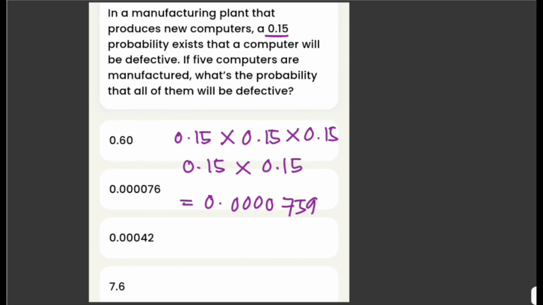0.0000759, or we can just round this up to 0.000076, because in the choices there isn't 59 in the last 2 digits. So the answer here is this one, 0.00076.